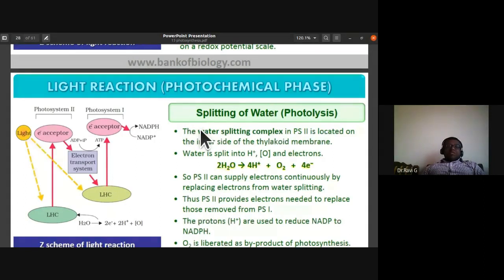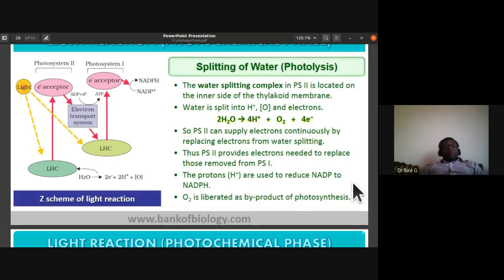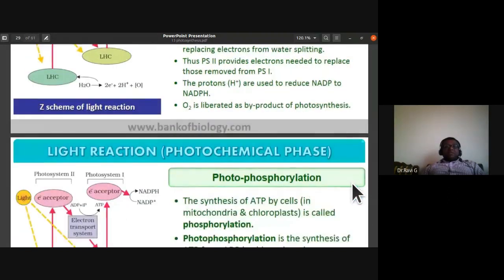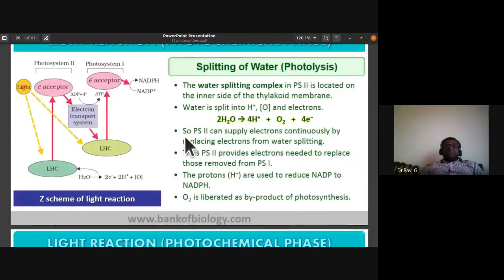So the protons, H plus, are used to reduce NADP to NADPH. Oxygen is liberated as a byproduct of photosynthesis. So this is what is taking place in this Z scheme of light reaction.